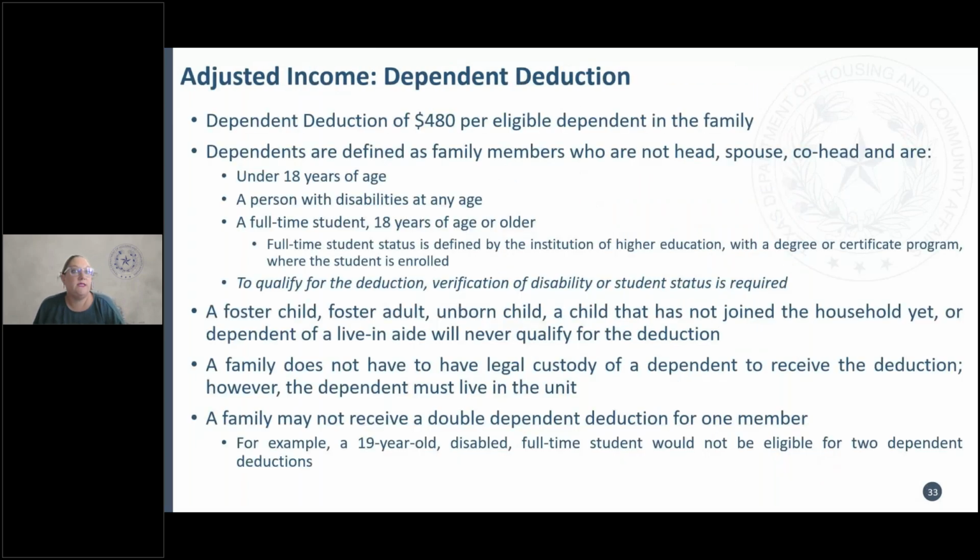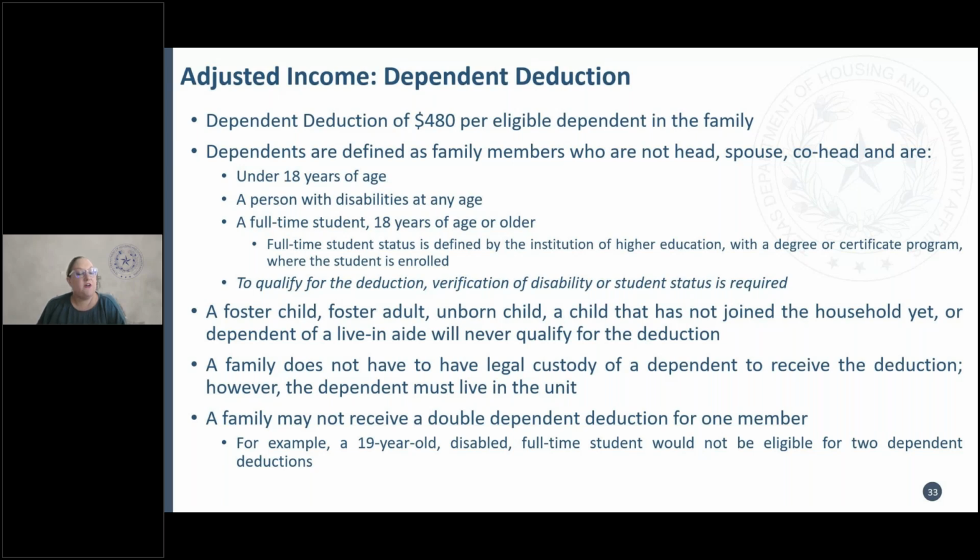So the first deduction we need to look at is the dependent deduction. And this is a dependent deduction of $480 per eligible dependent in the family. Dependents are defined as family members who are not the head, spouse, co-head, and who are under 18 years of age, a person with disabilities at any age, a full-time student 18 years of age or older, and the full-time student status is defined by the school, not by the student or by you. So be sure you're getting a verification of the student status. To qualify for the deduction, verification of the disability or student status is required.